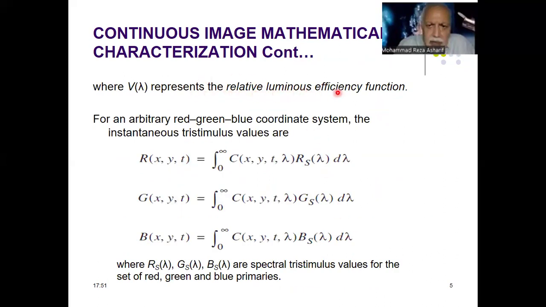Relative luminosity efficiency. For an arbitrary red, green, blue coordinate system, the instantaneous tristimulus values are R with this integral, G this integral, B this integral: response to the red, response to green, response to blue, and so on.